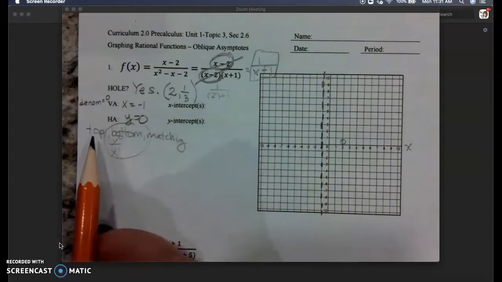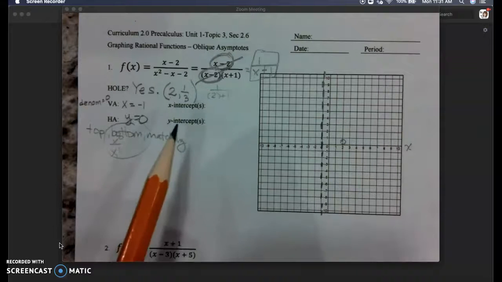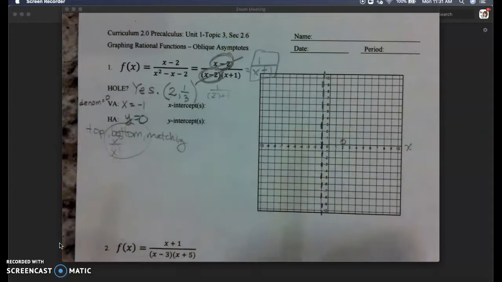If it's top, I would do slant asymptote long division. And if it was matching, I would divide. But I don't have matching. I don't have something to divide. I literally don't have anything to divide. So matching and top go away.